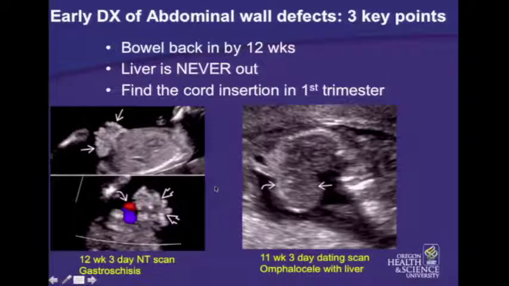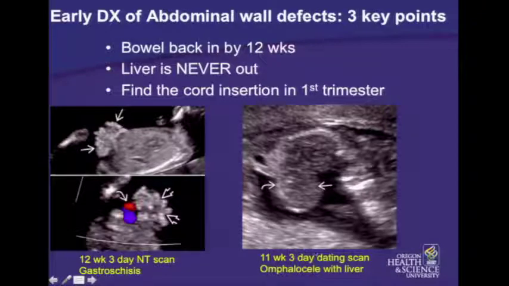Here's an example of a low-risk patient who comes in for nuchal translucency imaging at 12 weeks, 3 days. And we notice that there is a significant amount of extracorporeal bowel. The cord insertion is normal, and the bowel herniation is to the right. So this is a case of gastroschisis, which can be made with confidence at 12 weeks, 3 days.